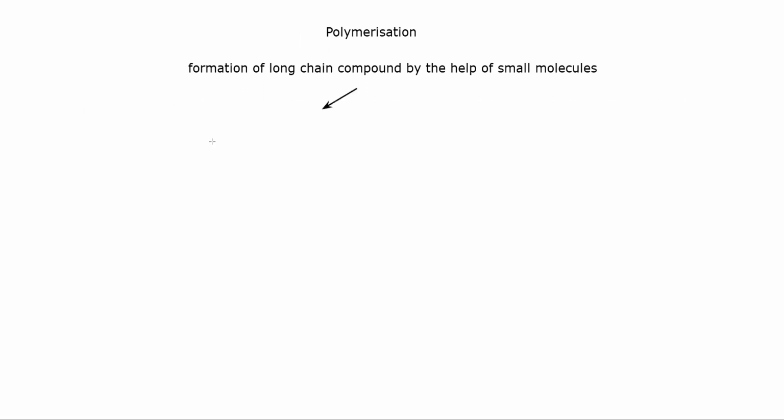Polymerization is of two types. One is called addition polymerization. Another one is condensation. It is the formation of a long chain compound by the help of small molecules. And polymerization can refer to addition or condensation.